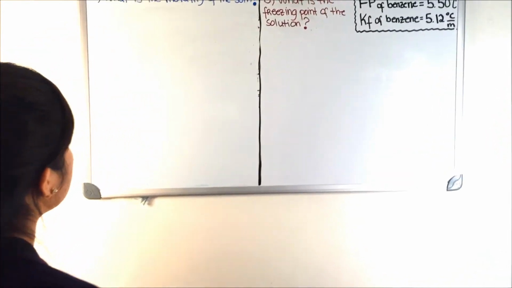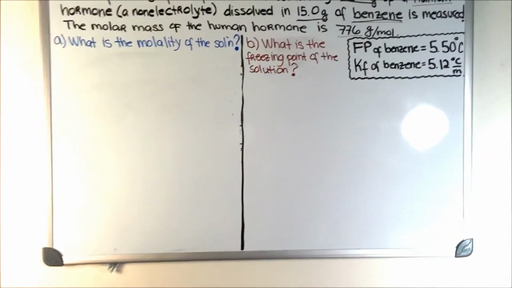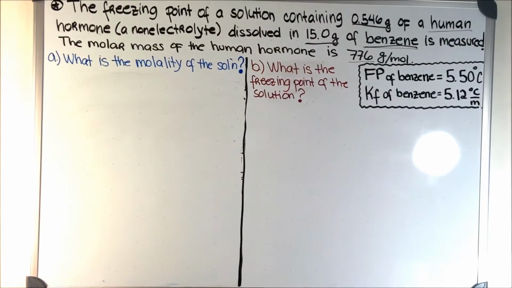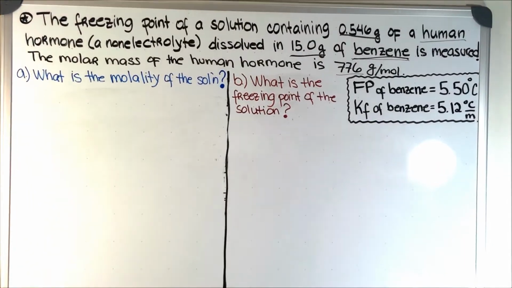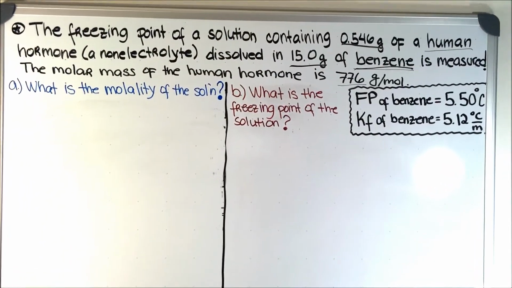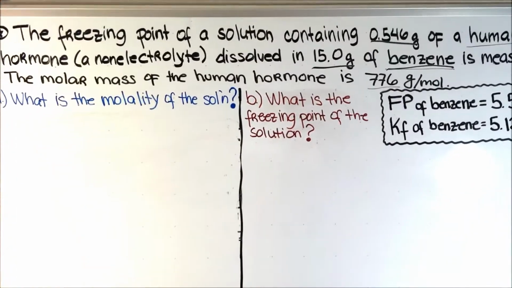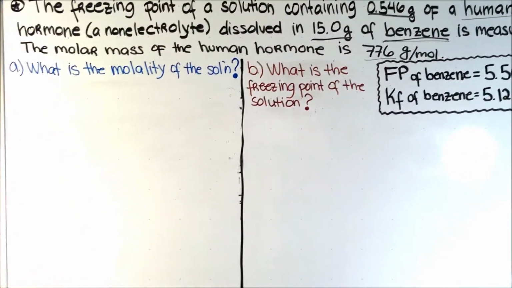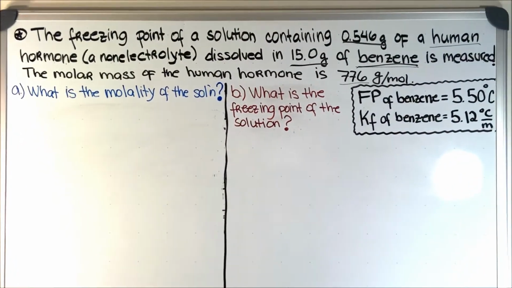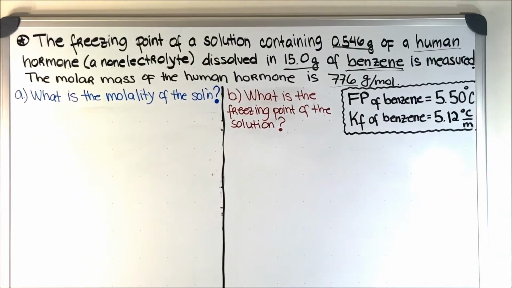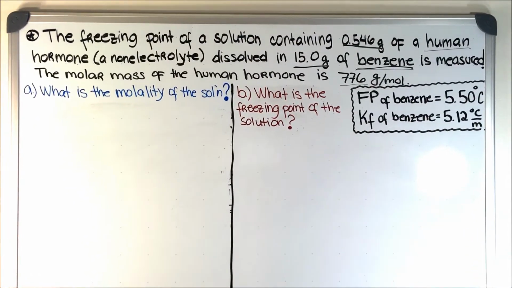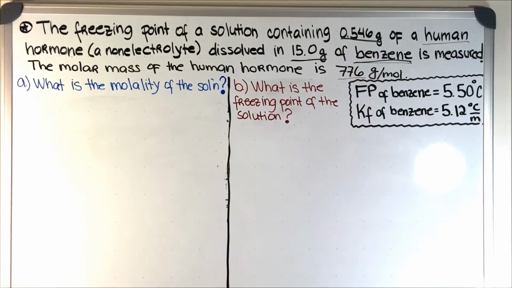Today I'm going to show you how to solve the molality and the freezing point of a solution. So our question for today says, the freezing point of a solution containing 0.546 grams of a human hormone, a non-electrolyte, dissolved in 15 grams of benzene is measured. The molar mass of the human hormone is 776 grams per mole. The first question says, what is the molality of the solution? And the second question is asking for the freezing point, but we're going to solve that later on.